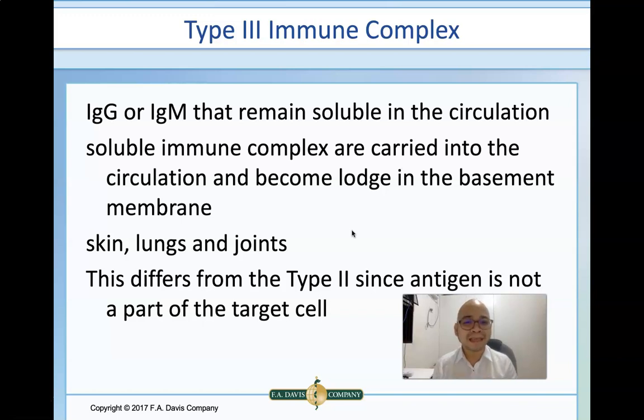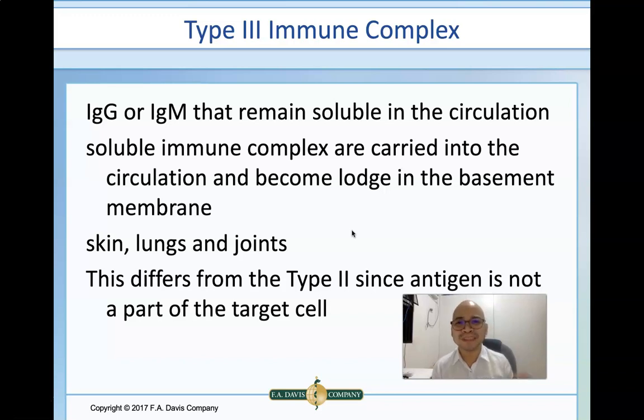Okay, in type 3, antigen is not part of the target cell. Let me give you an example. Let's say in transfusion reaction, wrong blood type. A person is transfused with the wrong blood type. Let's say the recipient is type A. A type A individual will have antigen A at the surface of the RBC.